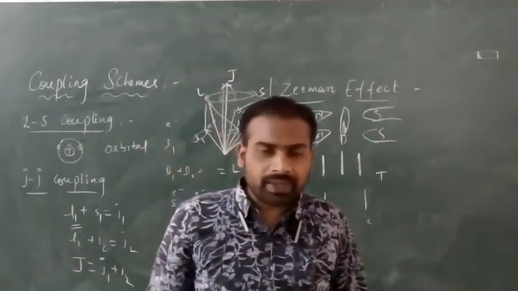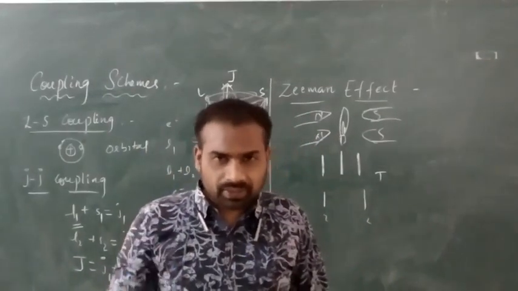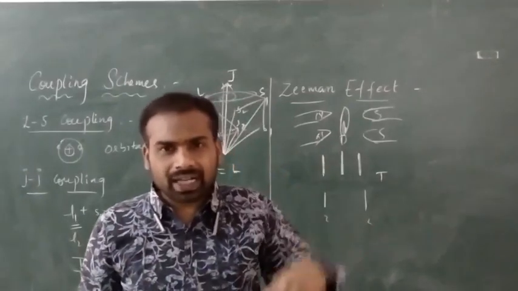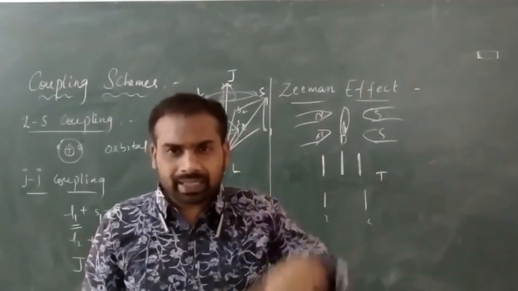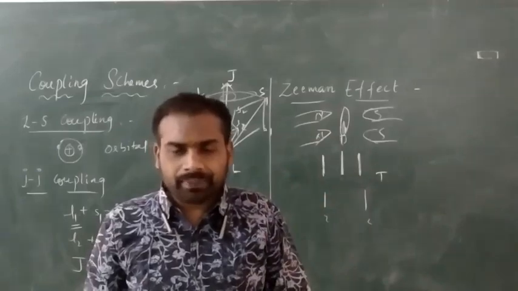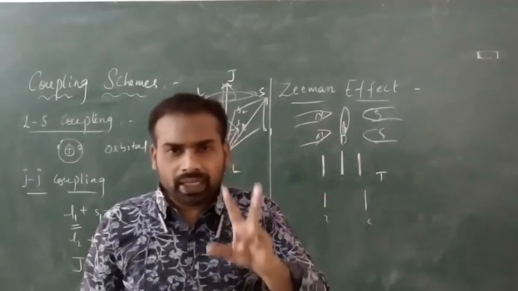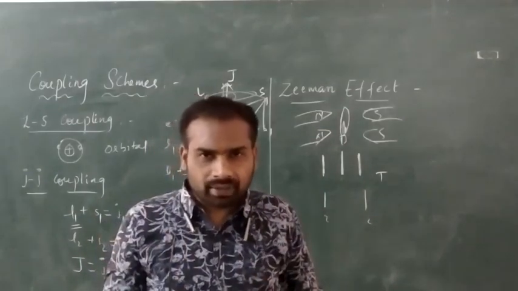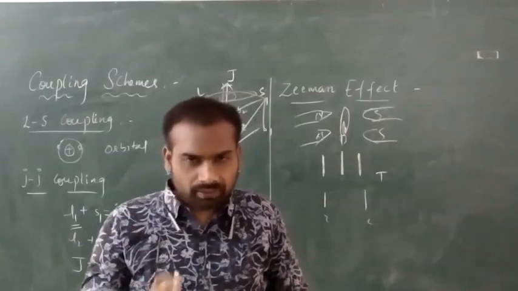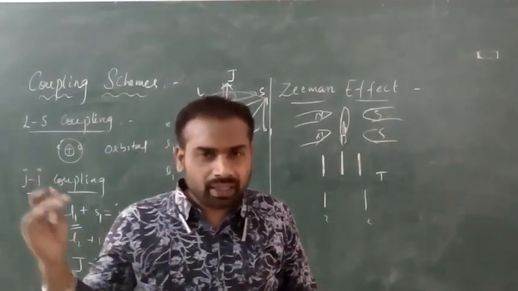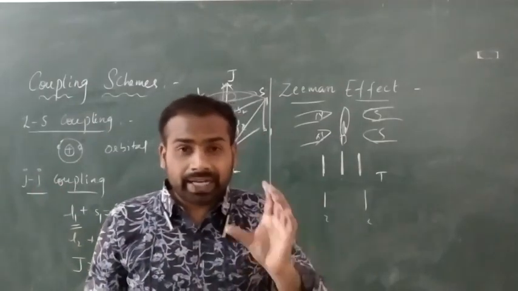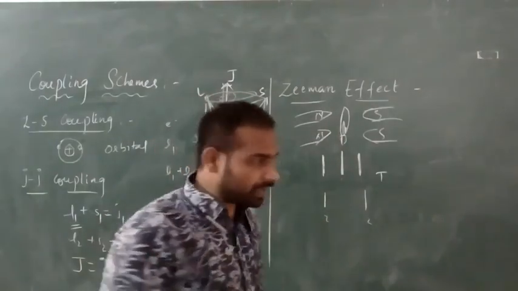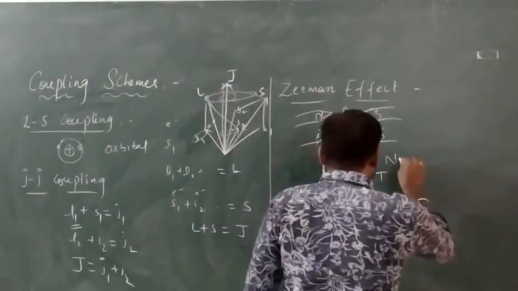What is normal Zeeman effect? When a source of light is placed in a strong magnetic field, in the transverse view we have three spectral lines, and in the longitudinal view we have only two spectral lines. Nothing but the original spectral line will be split into three components in the transverse view, and into two components in the longitudinal view. When the source of light is placed in a strong magnetic field, that is normal Zeeman effect.